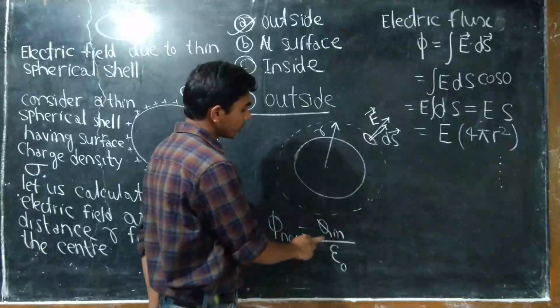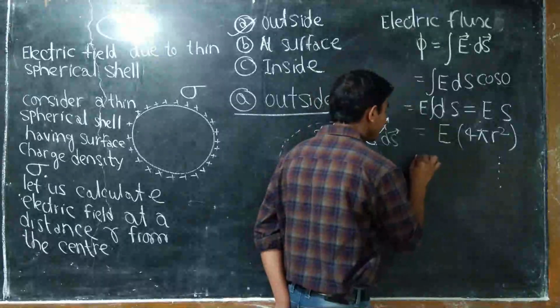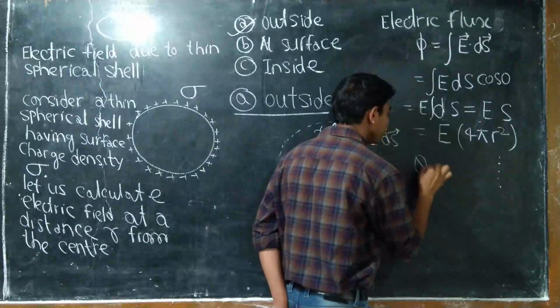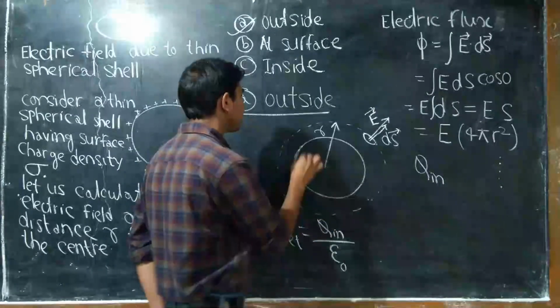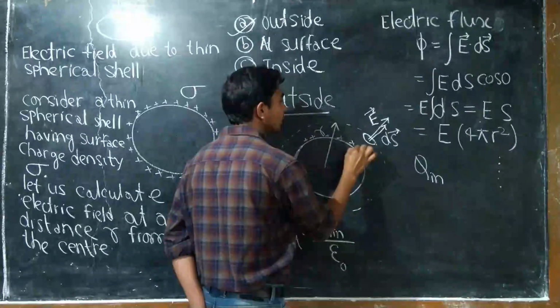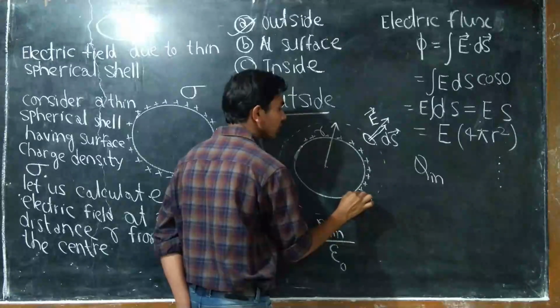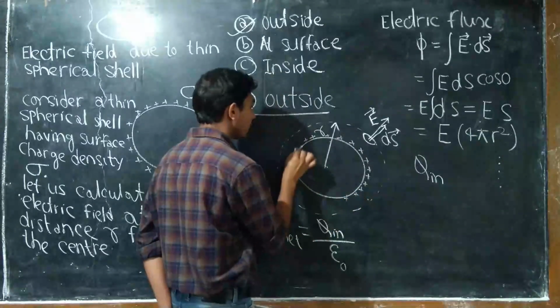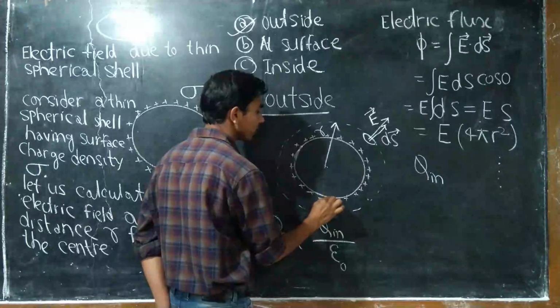Next we have to find Q in. Q in is the charge inside the Gaussian surface. Charge inside the Gaussian surface means what? It means the charge at the surface of the thin cell, right?